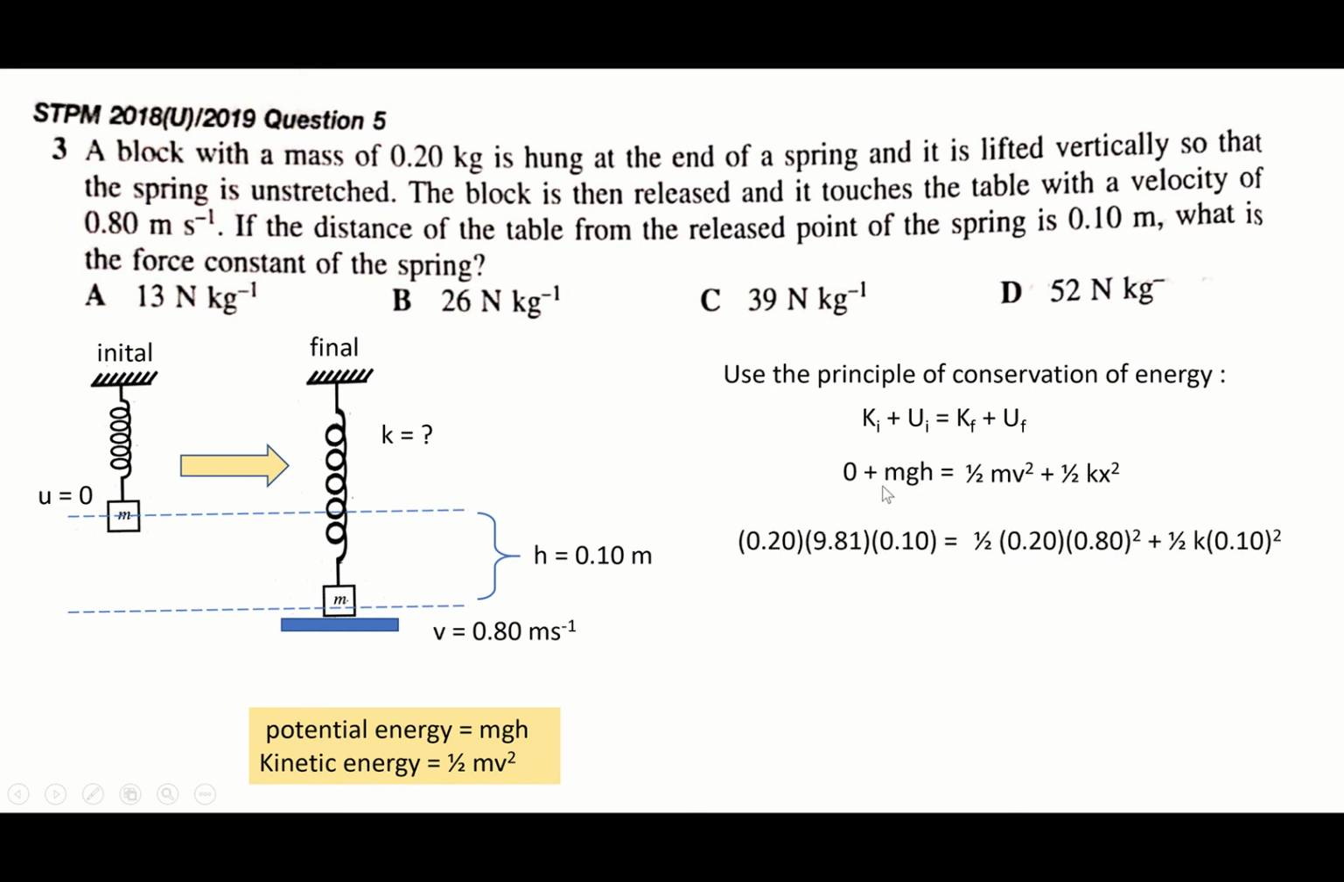So we substitute the values: m is 0.20 kg, g is 9.81 meter per second squared, h is 0.10, the velocity is 0.80 meter per second, and the extension x is 0.10 meter. So we solve for k. The k value is 26 Newton per meter. So the answer is B.